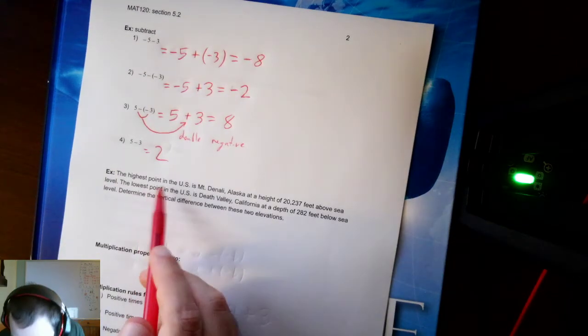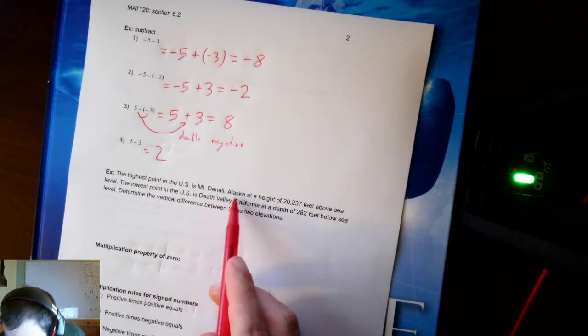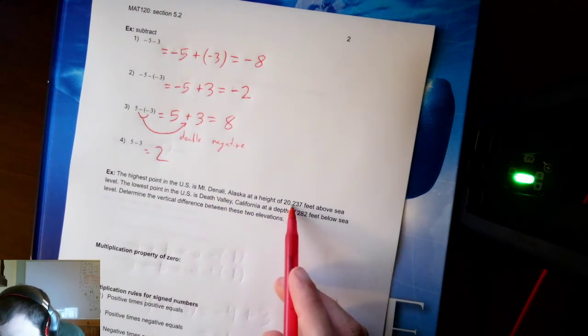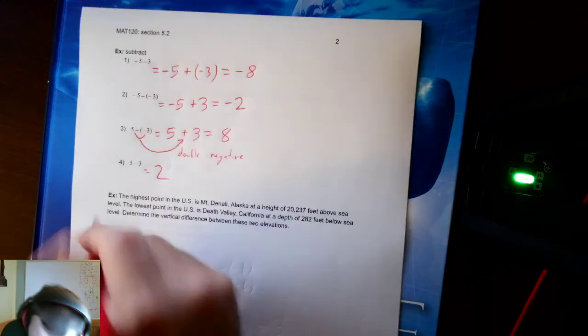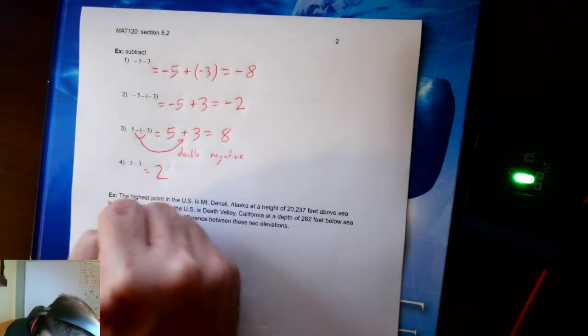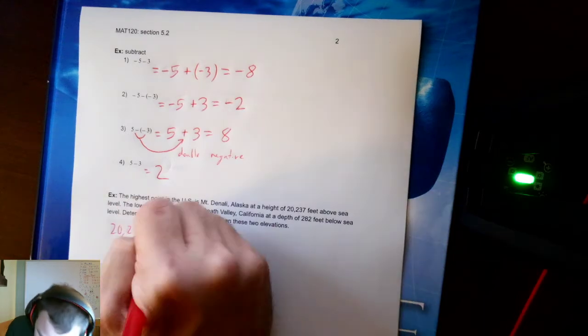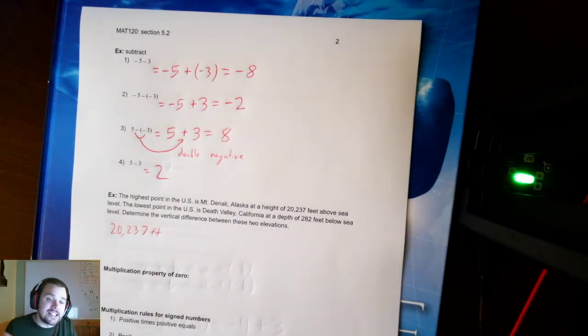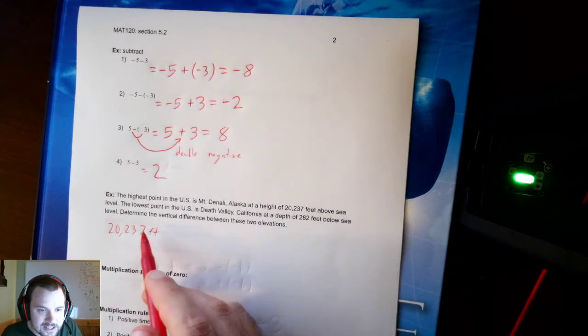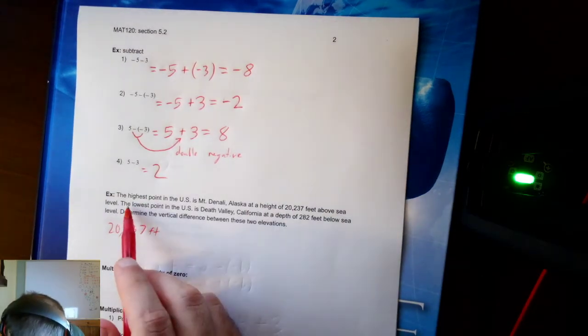The highest point in the U.S. is Mount Denali, Alaska, at a height of 20,237 feet above sea level. So I've got 20,237 feet above sea level. Above sea level would be a positive number, right? So I'll keep this number. Let's see. That's the first sentence.